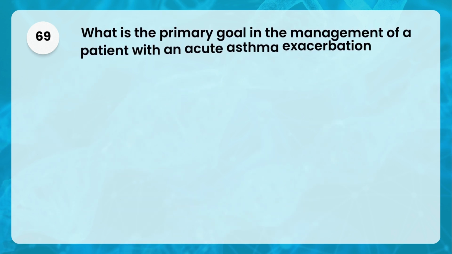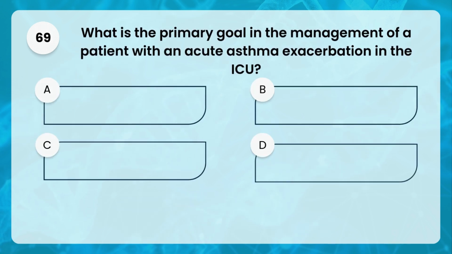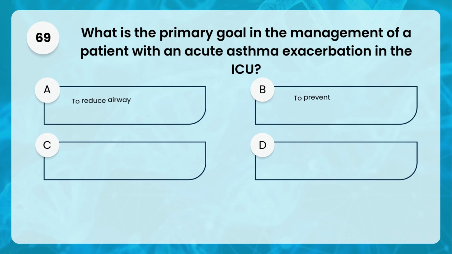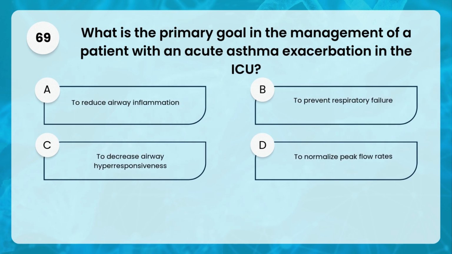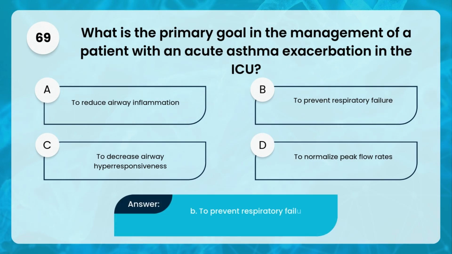69. What is the primary goal in the management of a patient with an acute asthma exacerbation in the ICU? A. To reduce airway inflammation, B. To prevent respiratory failure, C. To decrease airway hyperresponsiveness, D. To normalize peak flow rates? The answer is B, to prevent respiratory failure.